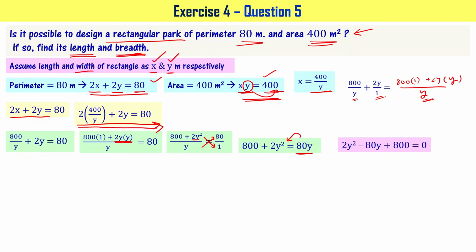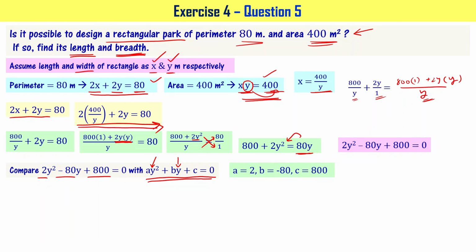Now we have to find the value of b square minus 4ac. For that, let me compare the given equation with ay square plus by plus c equal to 0. This is the generic form of quadratic equation when the variable is y, right? When the variable is x, we write it as ax square plus bx plus c equal to 0. When variable is y, you can write it as ay square plus by plus c equal to 0, right? Now let's compare these two so that I can say a equal to 2, b equal to minus 80 and c equal to 800, right?